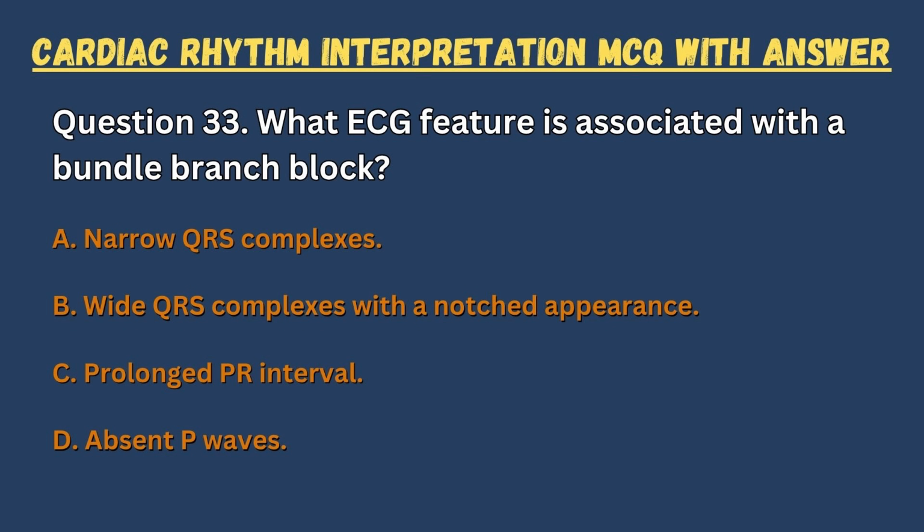Question 33. What ECG feature is associated with a bundle branch block? A. Narrow QRS complexes. B. Wide QRS complexes with a notched appearance. C. Prolonged PR interval. D. Absent P waves.